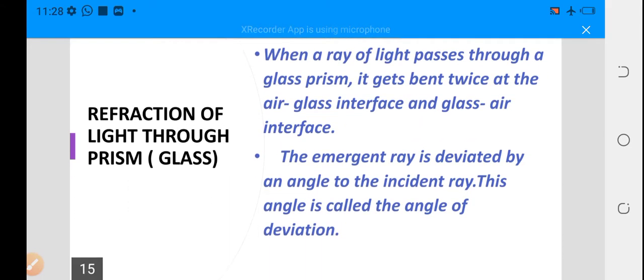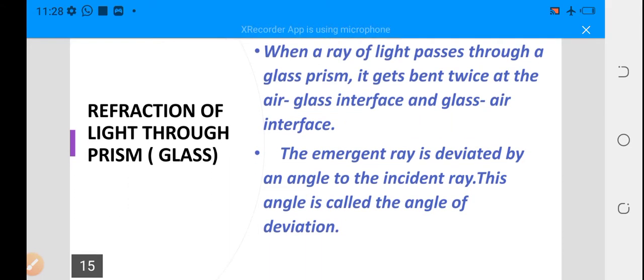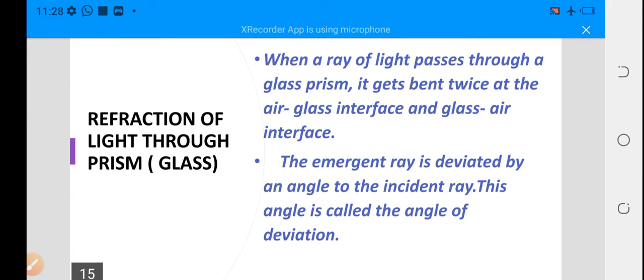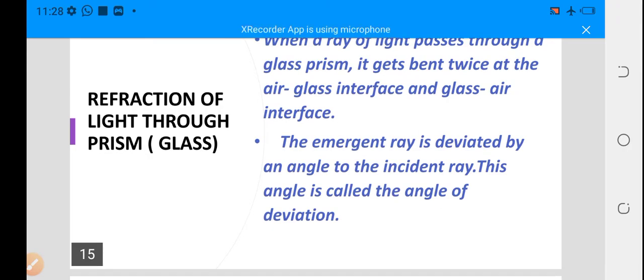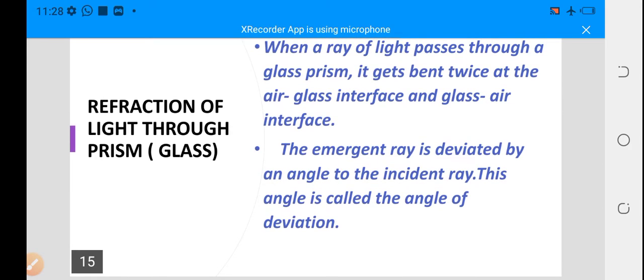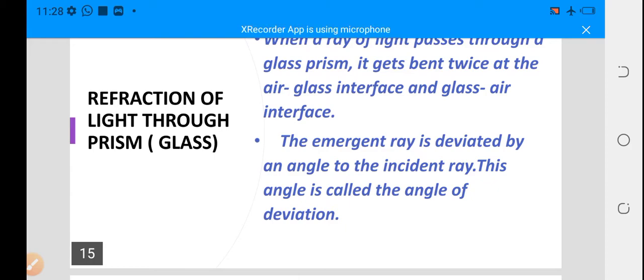Coming to the next one, about the refraction of light through the prism. We know that a prism is a three-dimensional body made of transparent material. When a ray of light passes through a glass prism, it gets bent twice, at the air-glass interface and the glass-air interface. So what is air-glass? The light travels from air to the glass prism. That corner is called the air-glass interface.